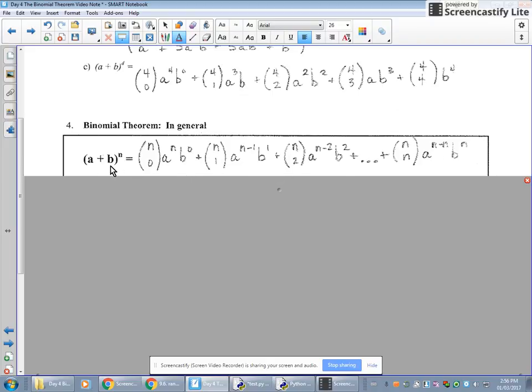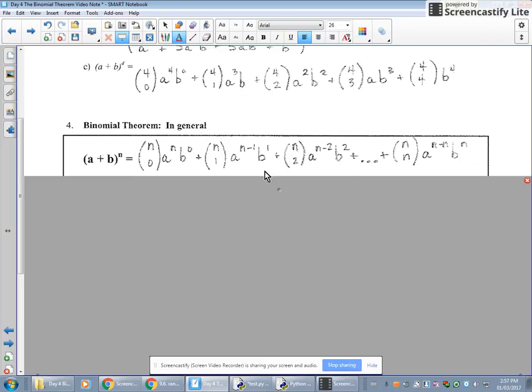And then the second term, b, starts off with b to the power of 0, and then b to the power of 1. That 1 there is like we're choosing the 1 there. Then b squared for n minus 2, all the way until we do a to the n minus n. We're subtracting n here, so now it's b to the power of n there. Here we subtracted 2, so then it was b to the 2. That's the general binomial theorem, how we expand a binomial.